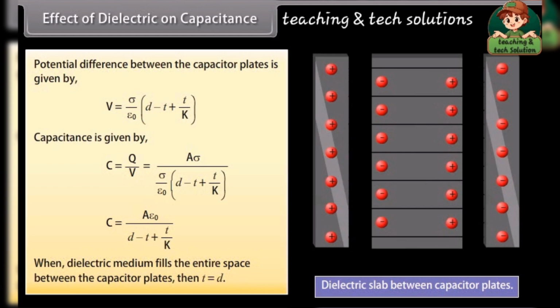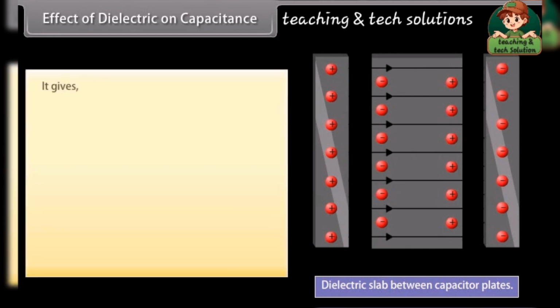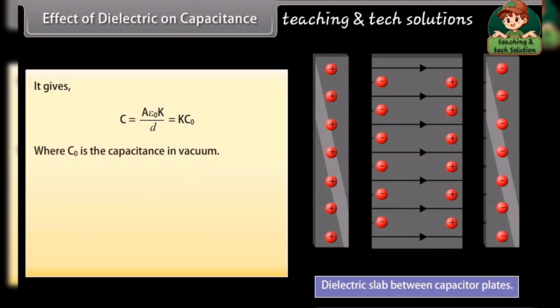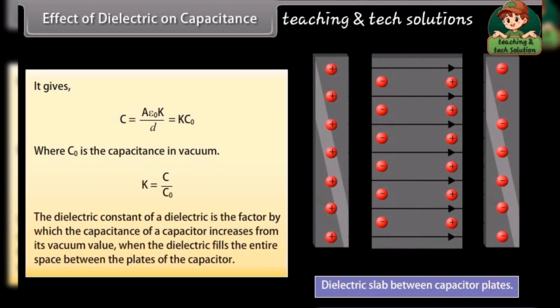When dielectric medium fills the entire space between the capacitor plates, then T is equal to D. It gives C is equal to K C naught, where C naught is the capacitance in vacuum. K is equal to C upon C naught. The dielectric constant of a dielectric is the factor by which the capacitance of a capacitor increases from its vacuum value when the dielectric fills the entire space between the plates of the capacitor.